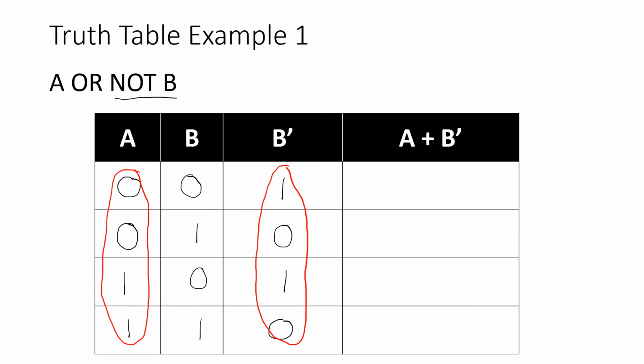Okay, so I want A or not B. So I'm going to use those two columns highlighted in red. So 0 or 1 is 1. 0 or 0 is 0. 1 or 1 is 1. And 1 or 0 is 1. And that's my truth table all drawn up.